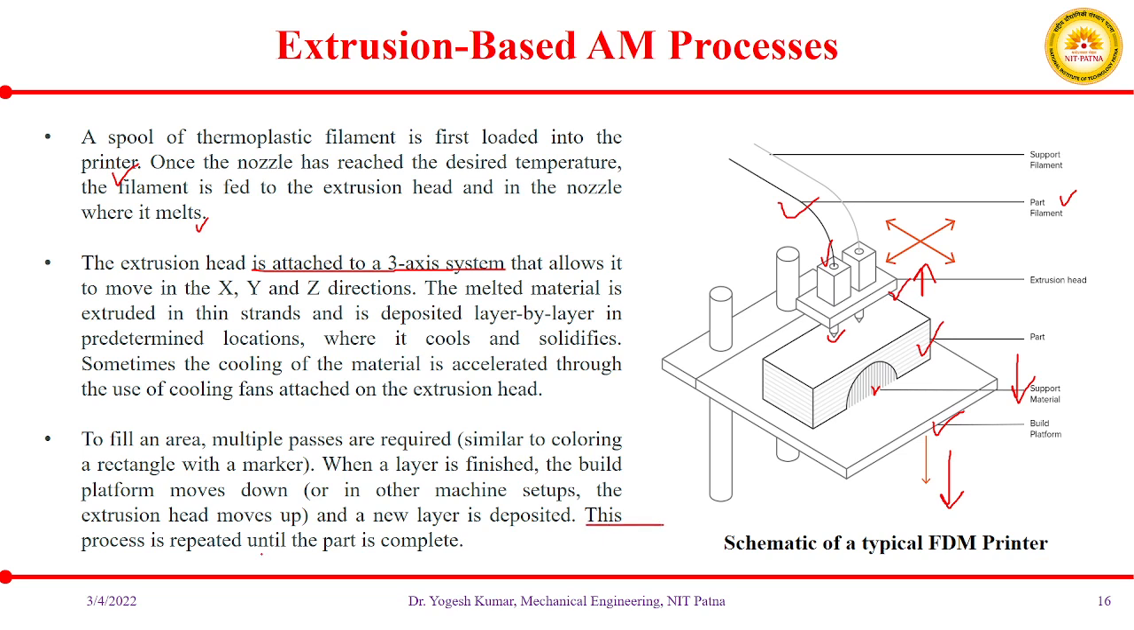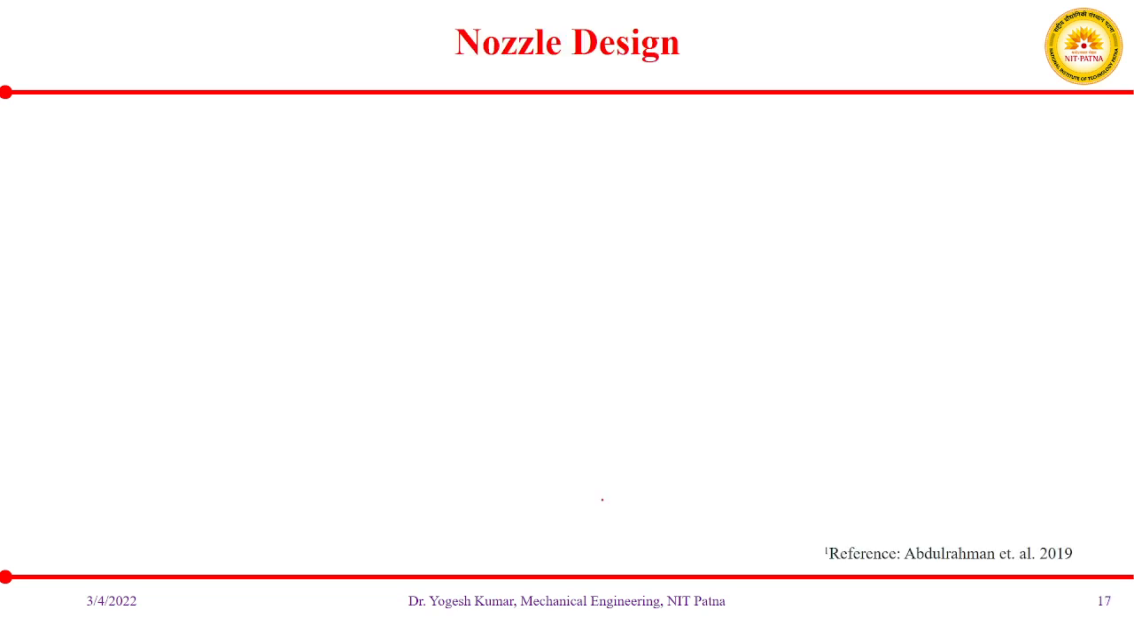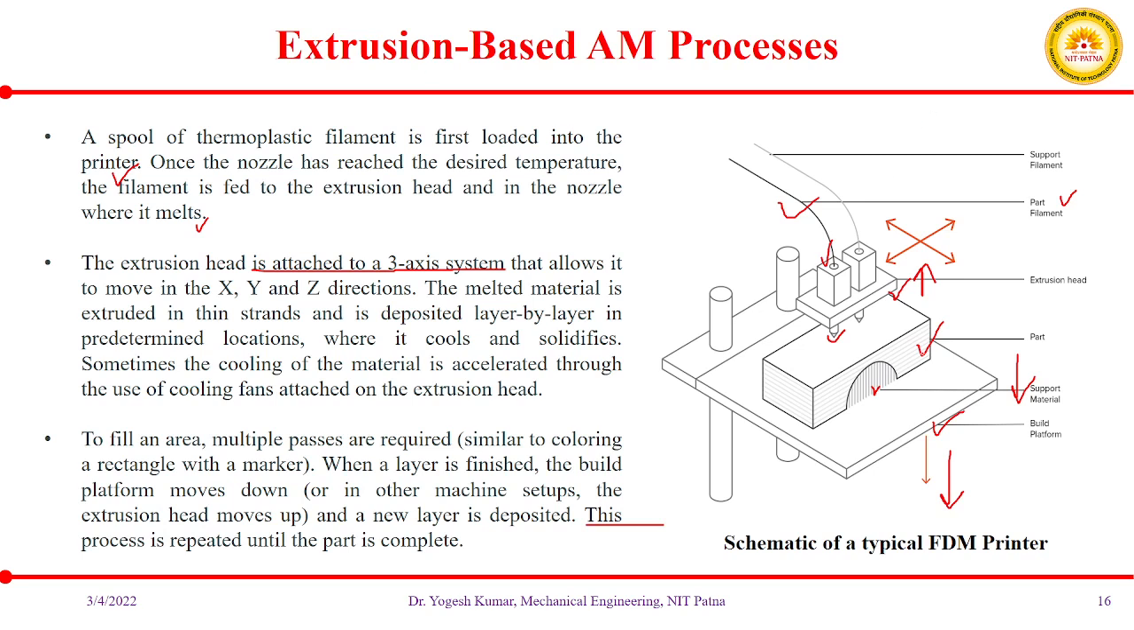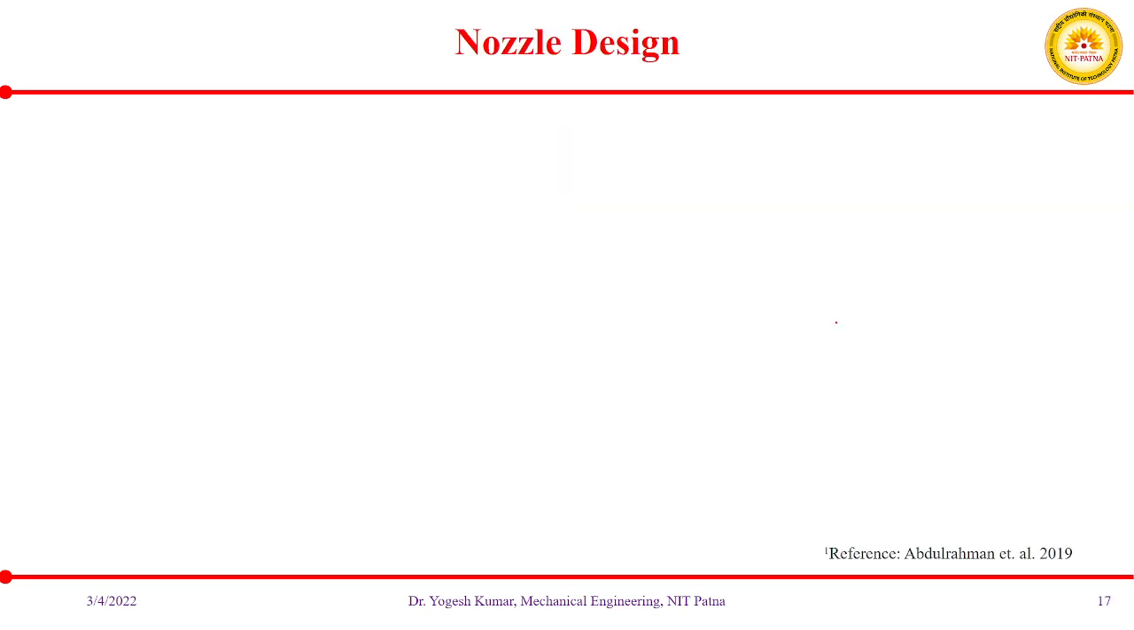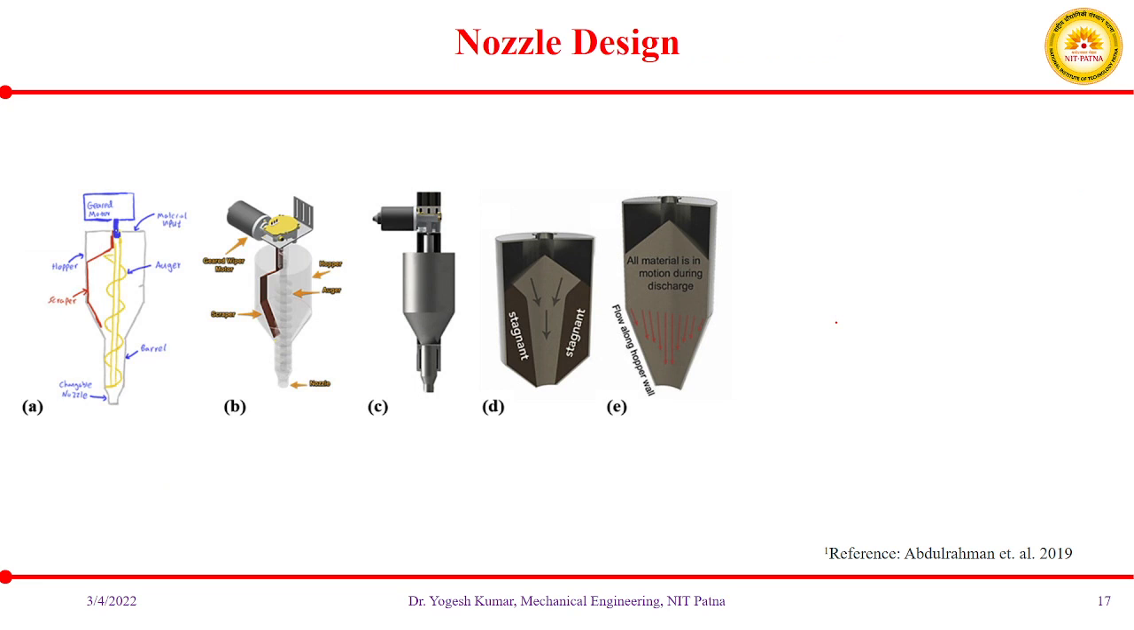Okay, so this process is repeated until the part is completed. Okay, so this is how your FDM printer works. Then coming to the nozzle design, ultimately, since the material is coming through your nozzle, the flow rate needs to be controlled very accurately.